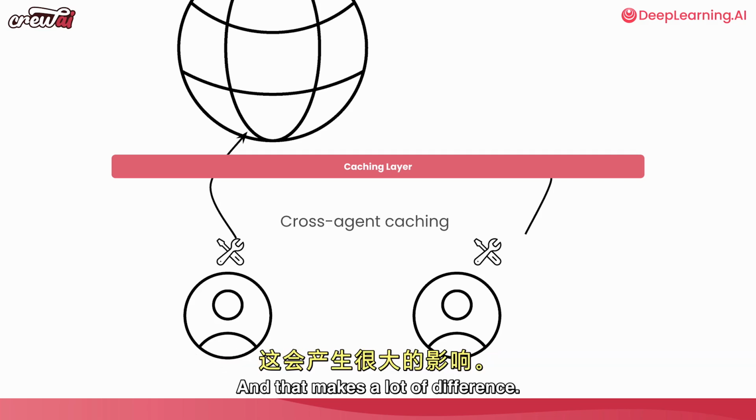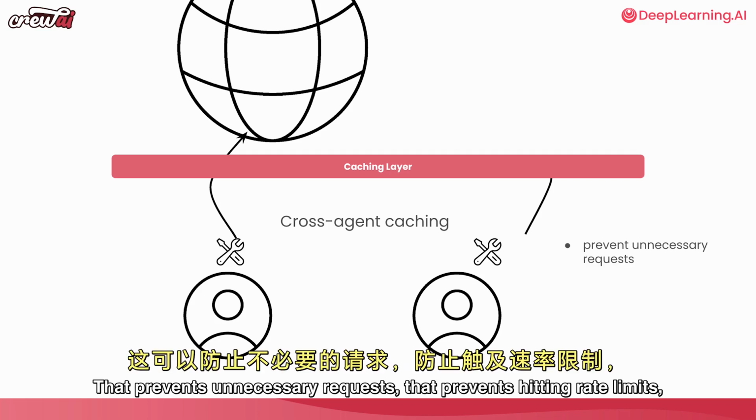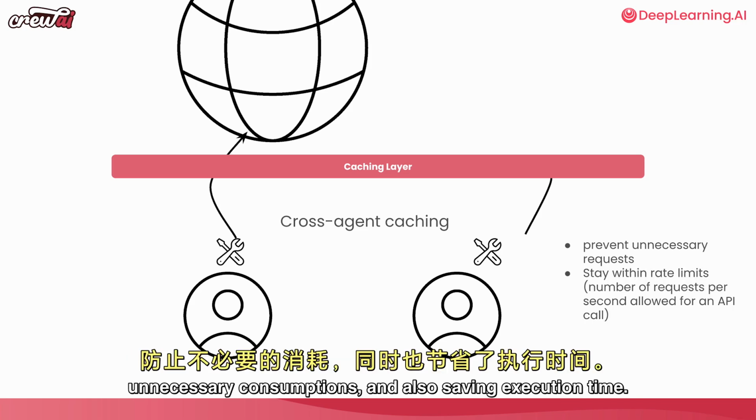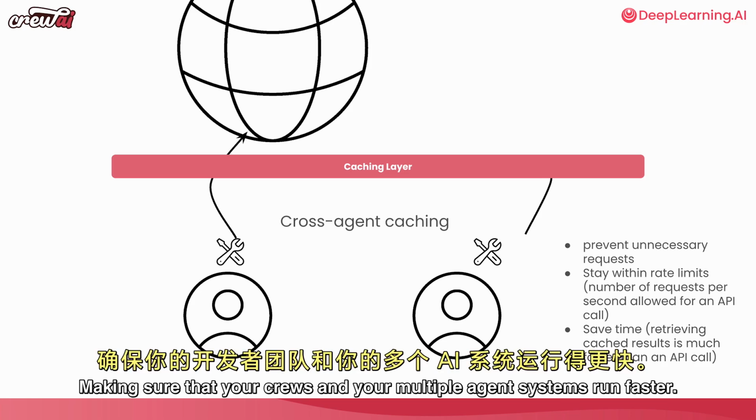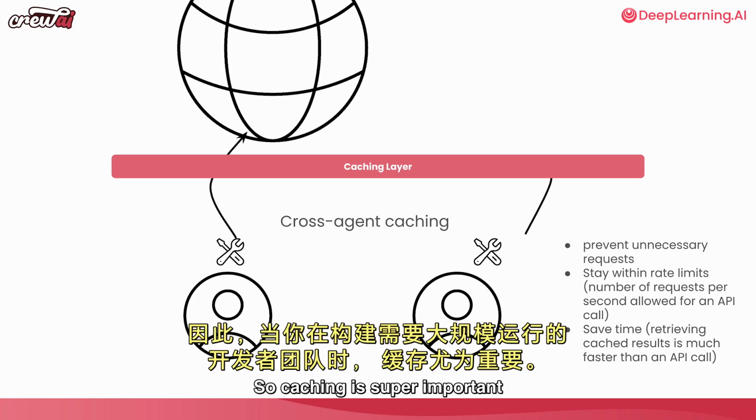And that makes a lot of difference. That prevents unnecessary requests, that prevents hitting rate limits and unnecessary consumption, and also saves execution time, making sure that your crews in your multiple agent systems run faster. So caching is super important when you're building crews that you need to run at scale.